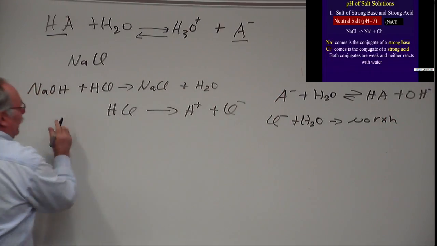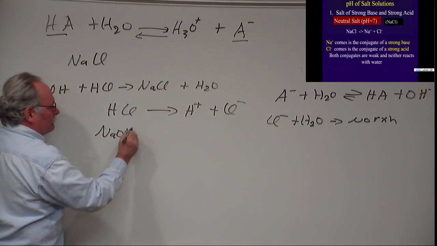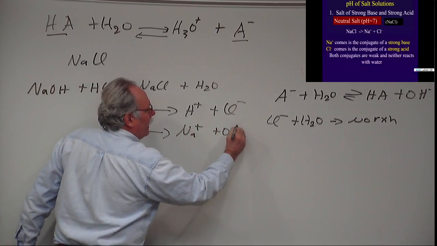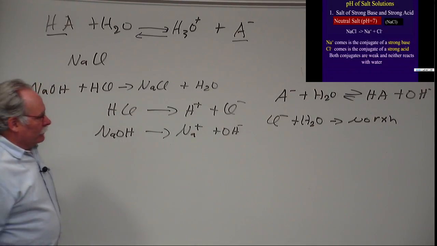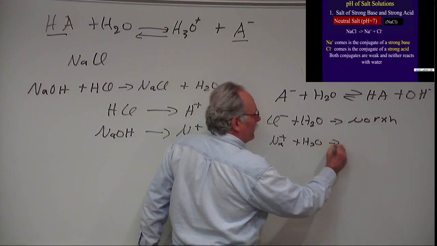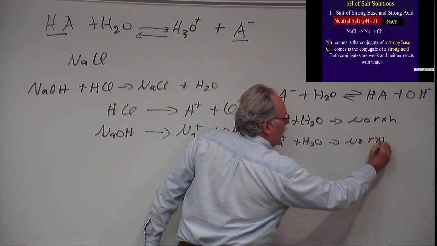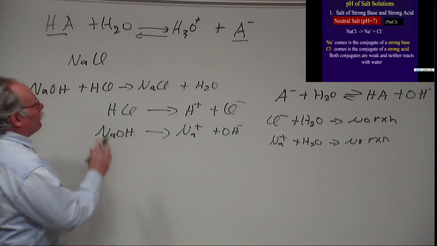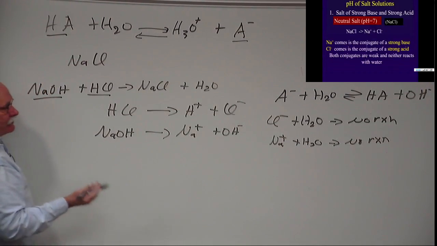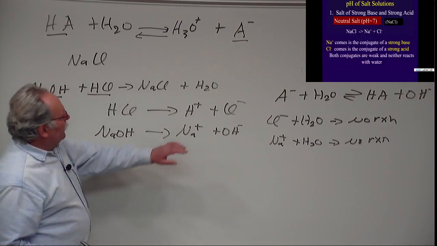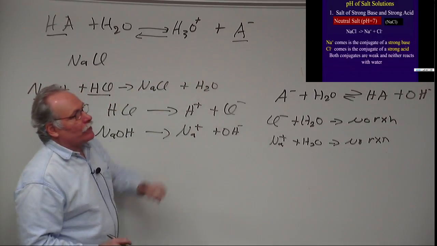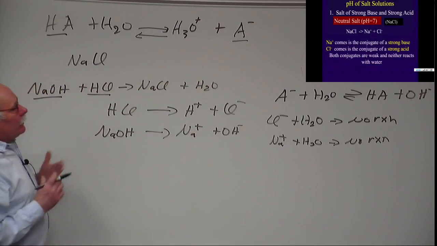Now I could have NaOH. NaOH is a strong base. That means it goes in this direction, and this does not interact with water. So Na+ plus H2O is no reaction. Therefore, the pH of a strong acid and a strong base salt is 7 because none of the conjugates, the conjugate base of the acid or the conjugate acid of the base, interact with water.